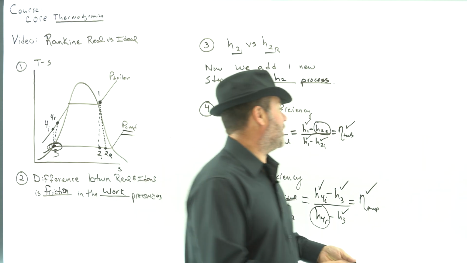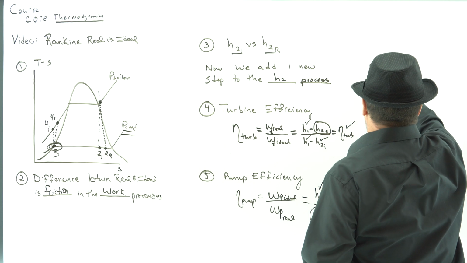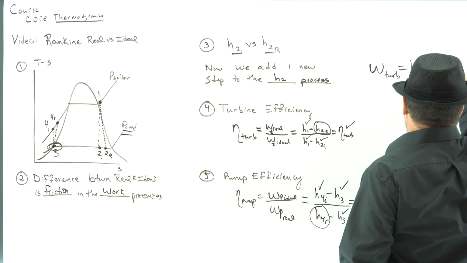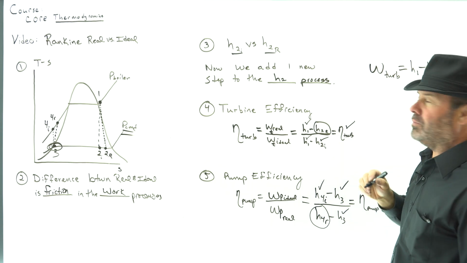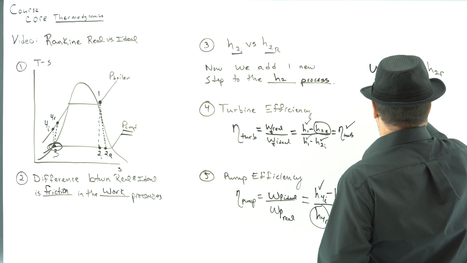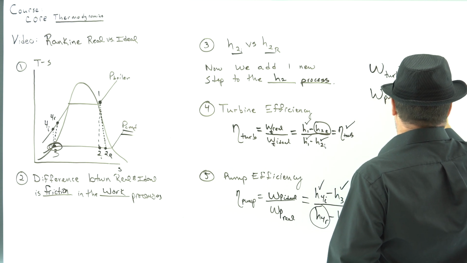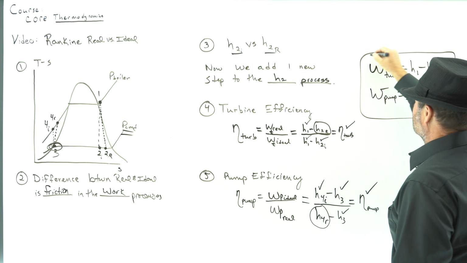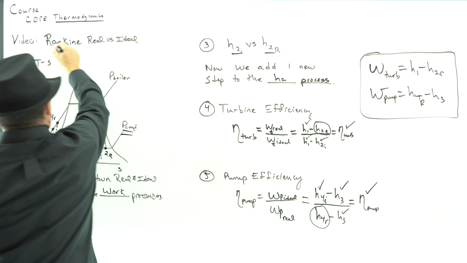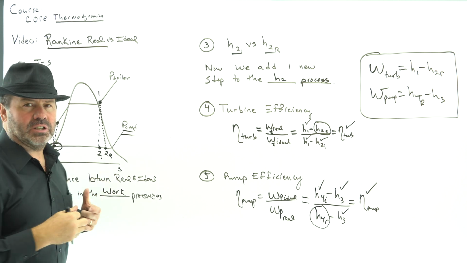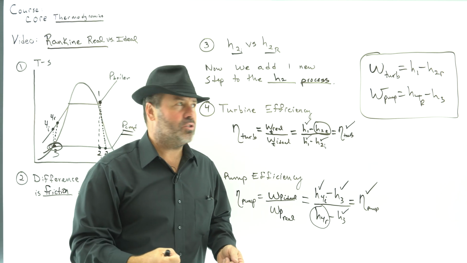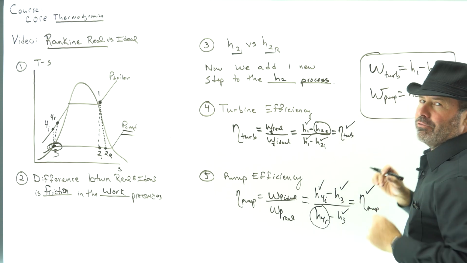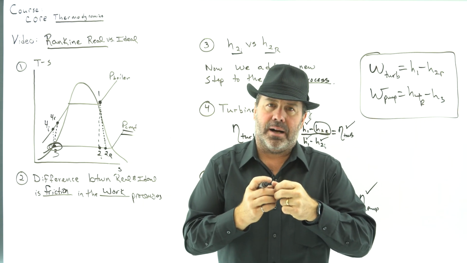When we use a real cycle, the specific work of the turbine is now H1 minus H2 real. The work of the pump is now H4 real minus H3. This is the change. When we go to real, we account for friction. It gives us a more accurate result, and we use our H's with friction. And that is all she wrote.